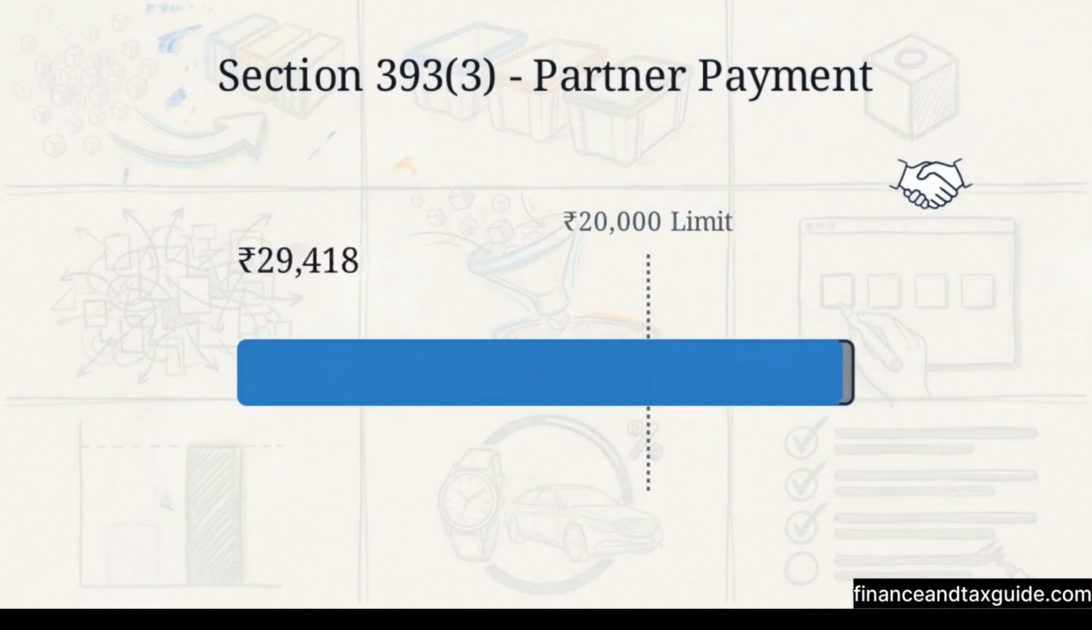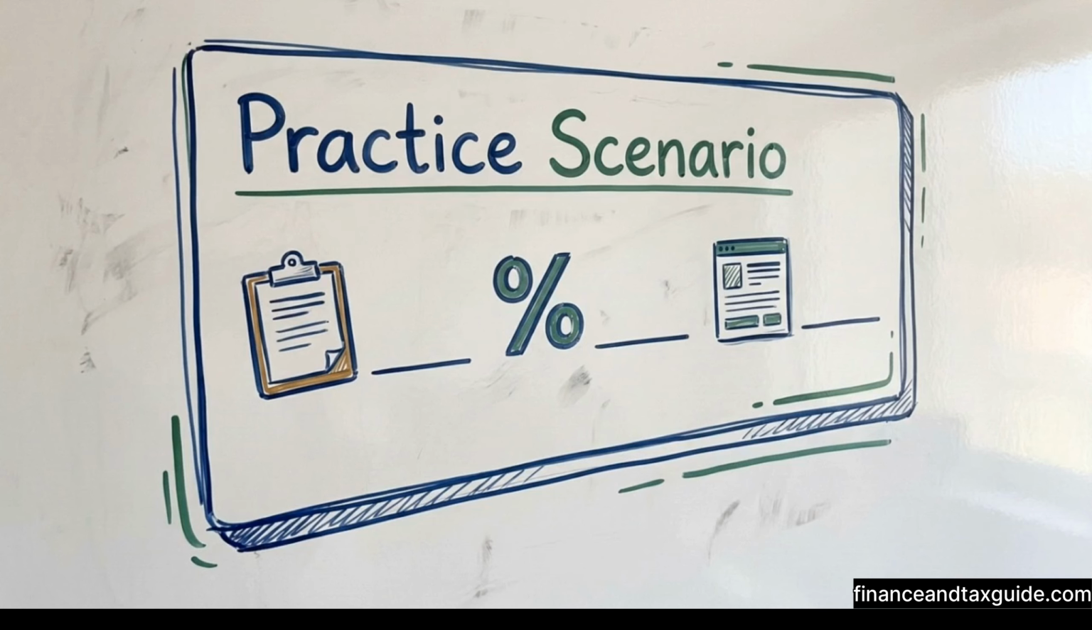Furthermore, Section 393(3) now mandates a 10% TDS on all partner remuneration above 20,000 rupees. Pause the video and categorize this scenario. A 50,000 rupee commission payment to an LLP partner. Determine the section, rate, and form.